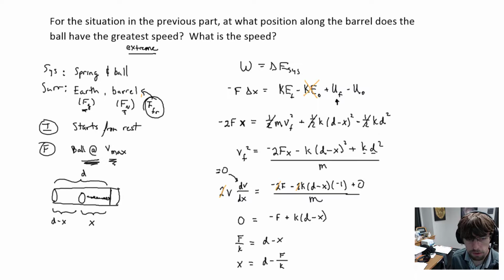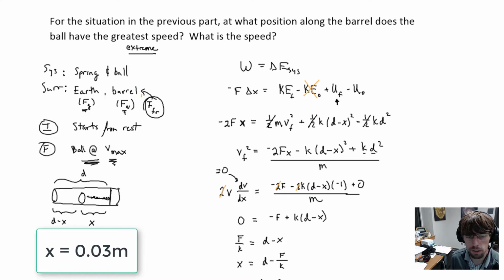So if we substitute in our values here, lest my calculator mistake me, I have something like 0.03 meters. In other words, it hits its max speed at 2/3 the distance down the barrel. So we'll put that there. Cool.